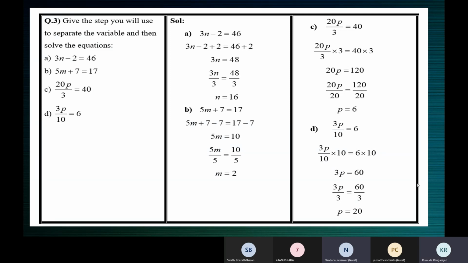Very good. 0 and 0 will get cancelled, right? 0 and 0 cancel. Yes, 12 by 2 is 6. Very good, Nandana. Can you think of another way of solving this in one step? Now here we've used 2 steps, right? We first multiply by 3 and then divide by 20.